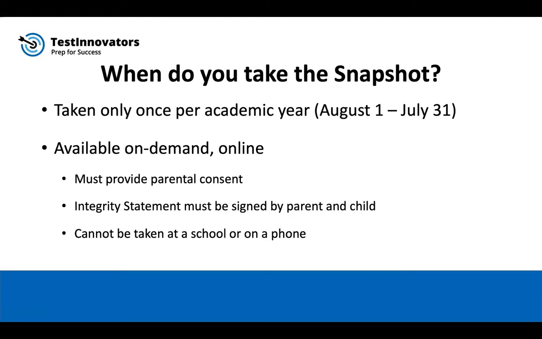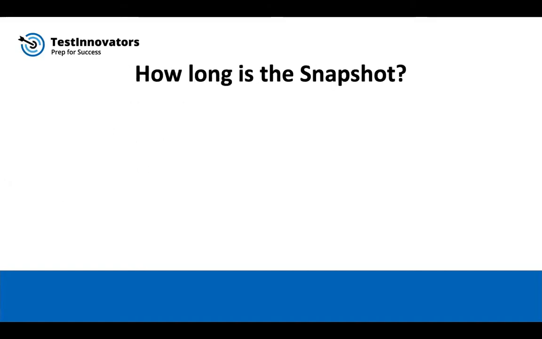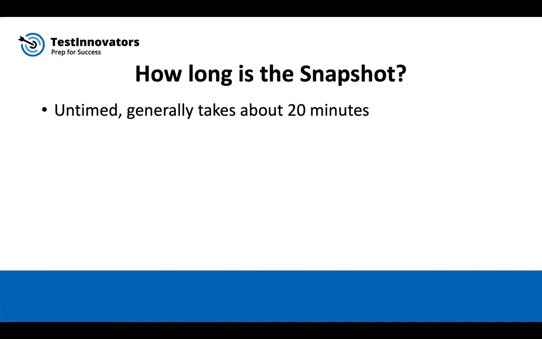You cannot take it out of school or on a phone, again, just logistically. Generally it can be taken at home or anywhere else that has internet access. The snapshot is untimed, so technically you can take as long as you want, but it generally takes about 20 minutes on average based on all the students who've done it. It does have to be taken in one sitting.